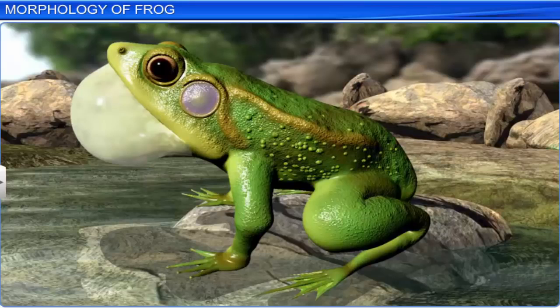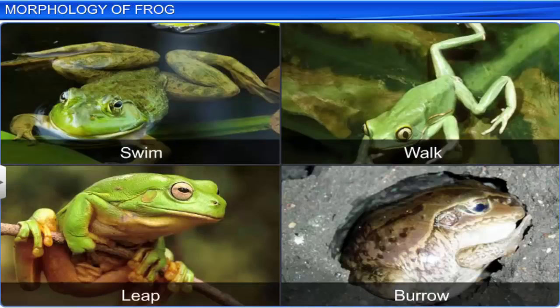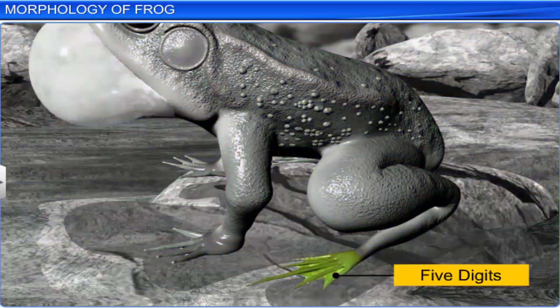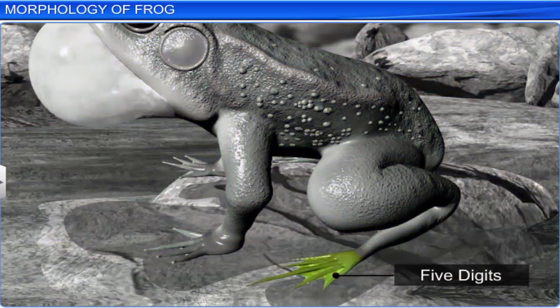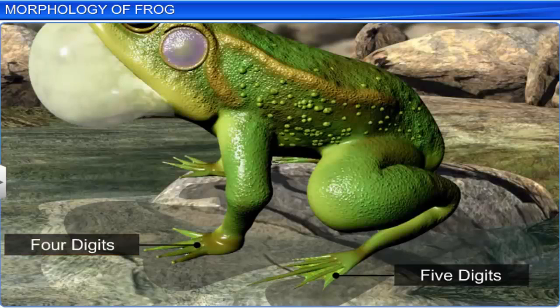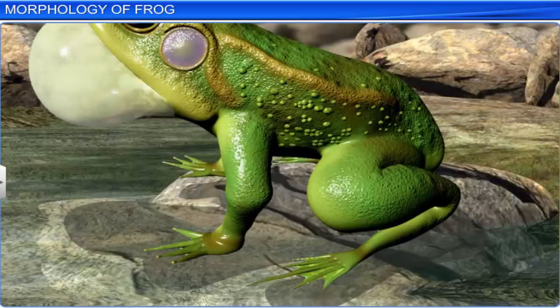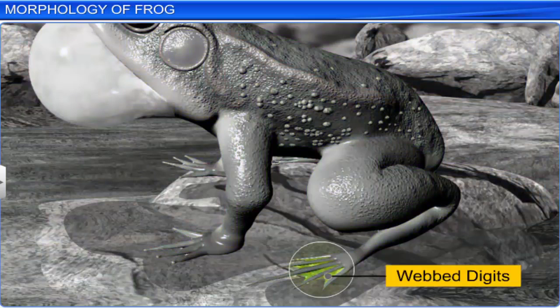It bears two pairs of limbs, forelimbs and hind limbs, that help to swim, walk, leap and burrow. The hind limbs have 5 digits and are larger and muscular than the forelimbs, which have 4 digits. Moreover, the long digits of the hind limbs are connected by a web that helps to swim.